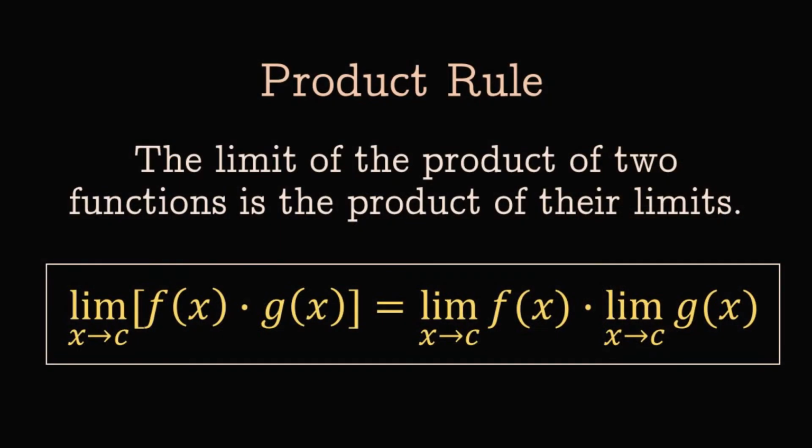Sixth theorem, we have the product rule. The limit of a product of two functions is the product of their limits. Limit of f of x times g of x as x approaches c is equal to the limit of f of x as x approaches to c times the limit of g of x as x approaches to c.